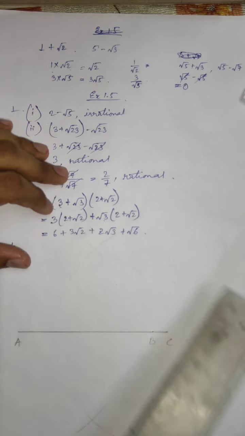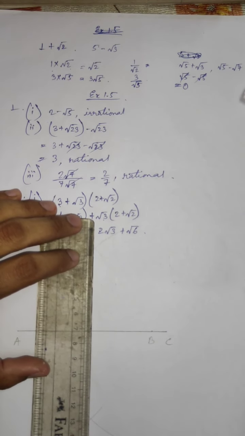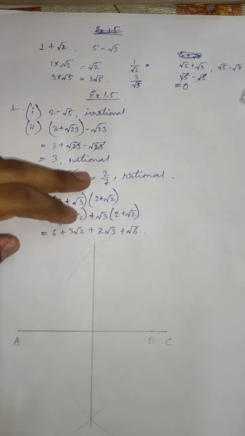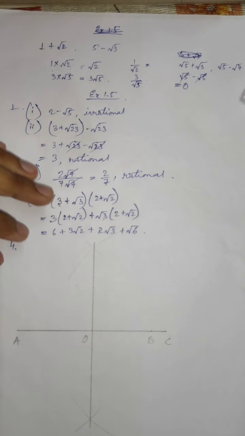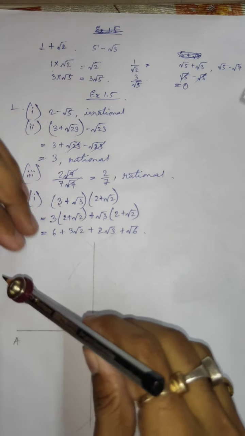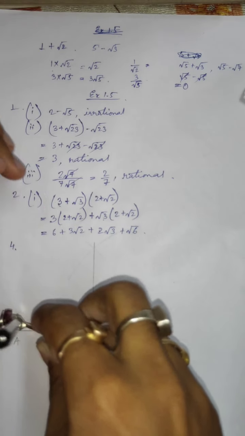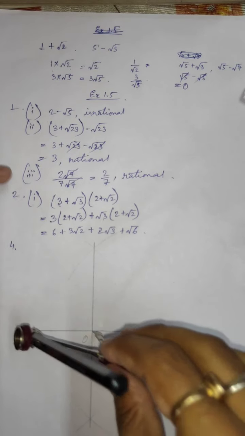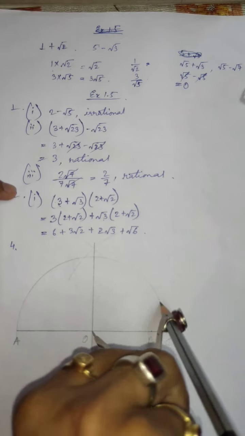Now I shall join this. This way I got the midpoint of this AC. So let's mark it O. Now we should consider O as the center and OA as the radius, and we shall draw a semicircle by taking O as center and OA as radius. We have to draw a semicircle.